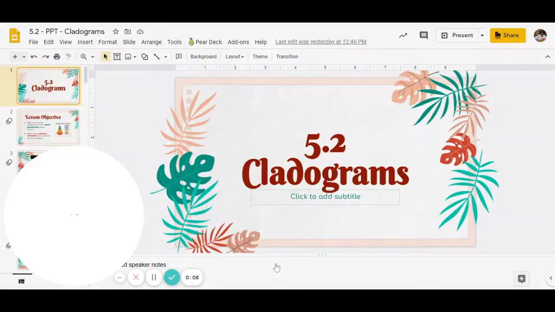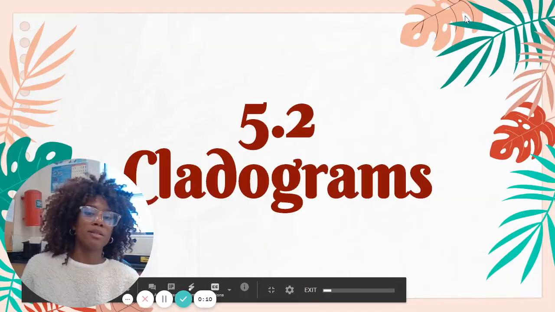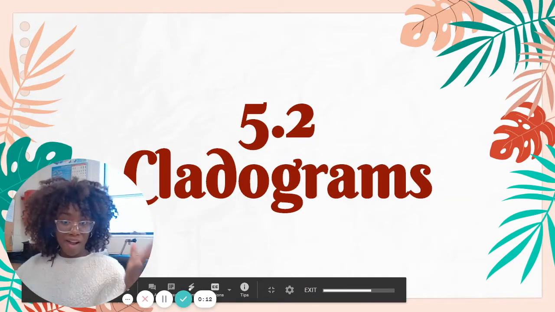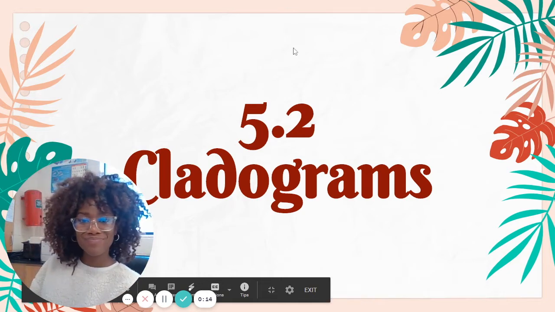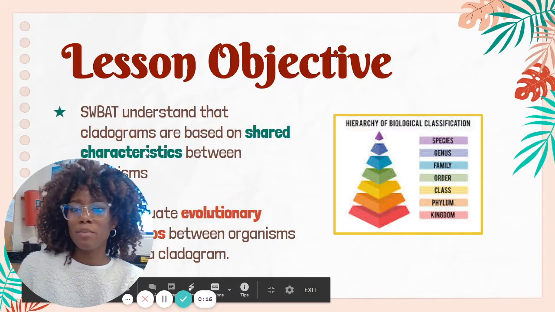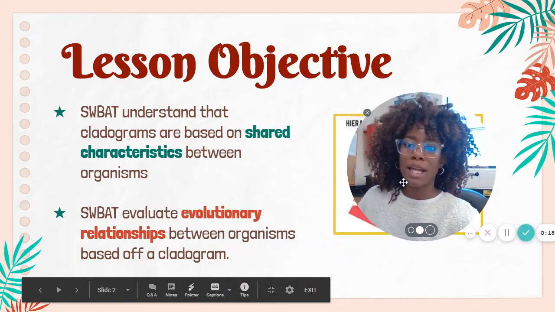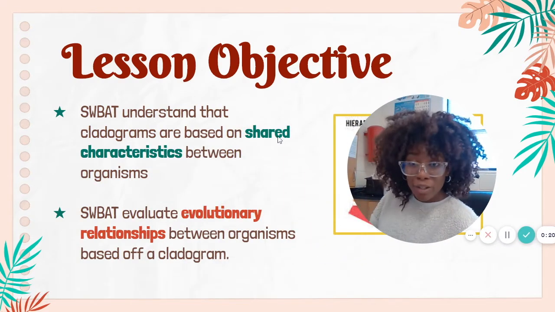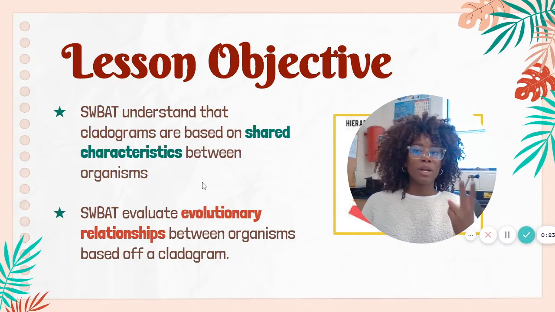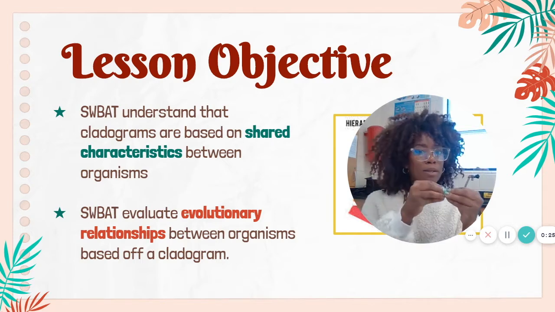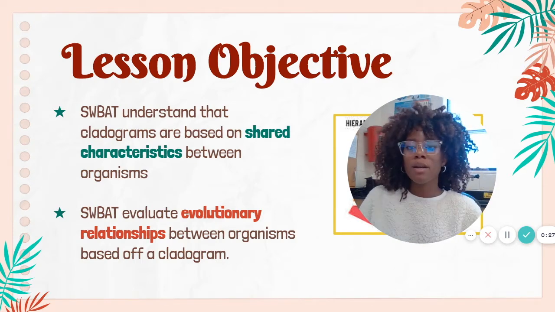Day 2. Today we're talking about the infamous, the famous, the amazing cladograms. Let's get into it. So our lesson objective is that students will be able to understand that cladograms are shared characteristics, which means two organisms are going to have the same characteristics. They're going to share a characteristic.